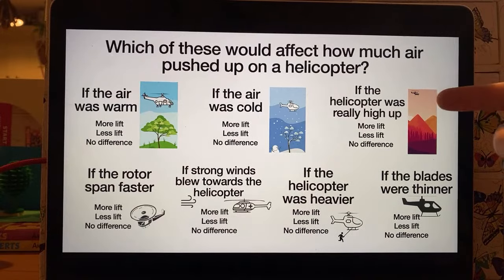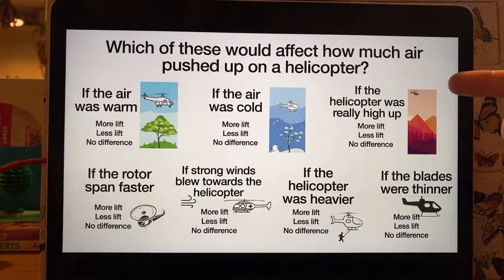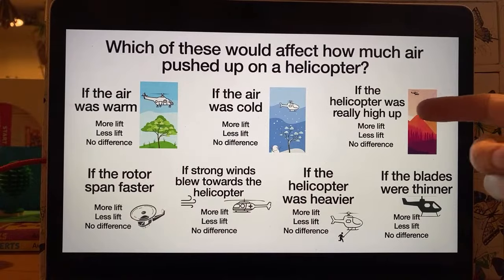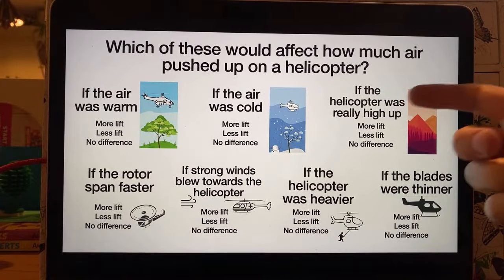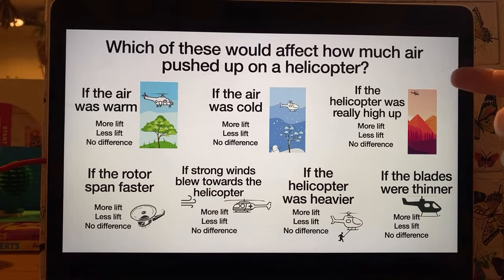If the helicopter was really high up, if you've just watched my weather lessons, that might help you with this. What happens to air, do you know, when you get really, really high up in the sky? Does it get thinner? Does it get thicker? Are there more particles? Are there less particles? So would there be more air pushing up or less air, or would it just be the same?